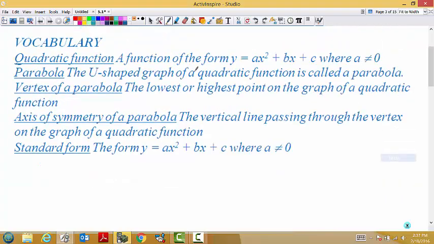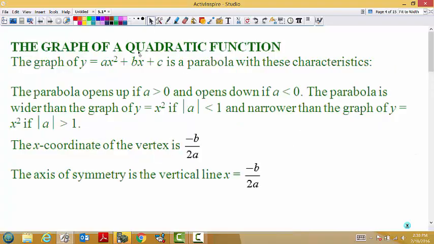A quadratic function is a function of the form ax squared plus bx plus c. The parabola is the name of the graph. The vertex is either the highest point or the lowest point. That's where it opens. This one opens down. This one opens up. The axis of symmetry is a vertical line that goes through the middle. And if it's in standard form, it's written in order. It counts down 2, 1, 0. Hopefully you'll remember doing these from Algebra 1.